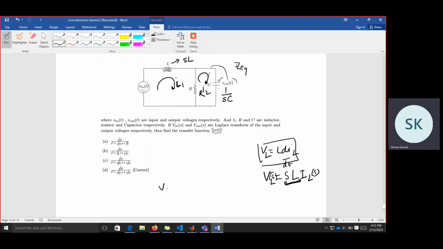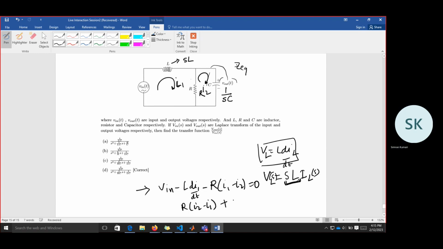What can we write? V in minus L di1 by dt minus R (I1 minus I2) equal to 0. This is one equation. For the other circuit also we can write R (I2 minus I1) plus C. What will be the equation? I equals C dV by dt, no?